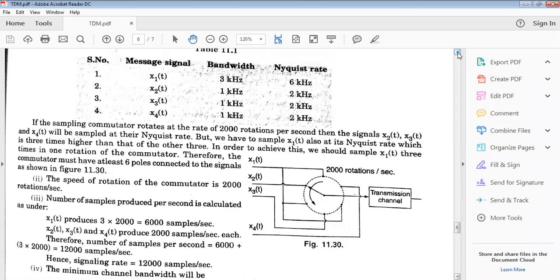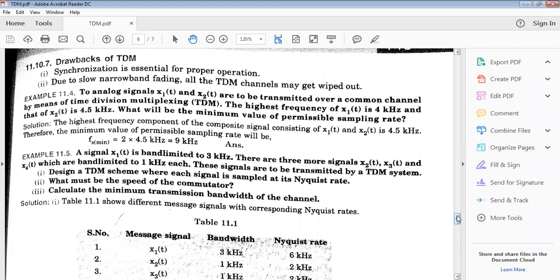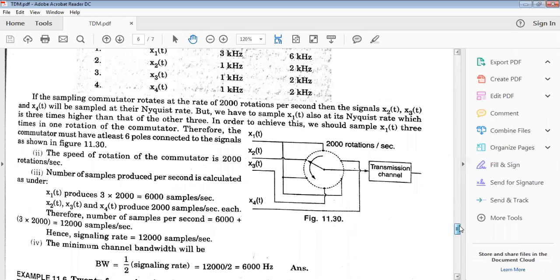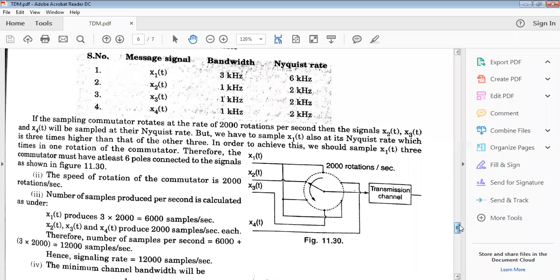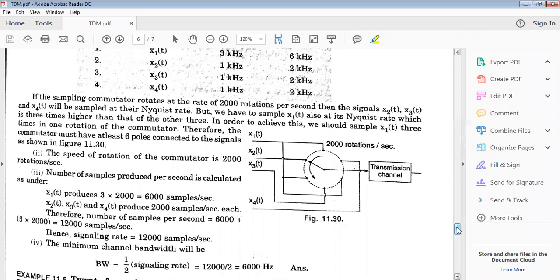Now tell me the third part, bandwidth. Calculate the minimum transmission bandwidth. Minimum transmission bandwidth has a formula of n into fh, or half of the signaling rate. First you calculate the signaling rate, then make it half. What was the sampling frequency for the first one? It was 6 kilohertz, that is the Nyquist rate.